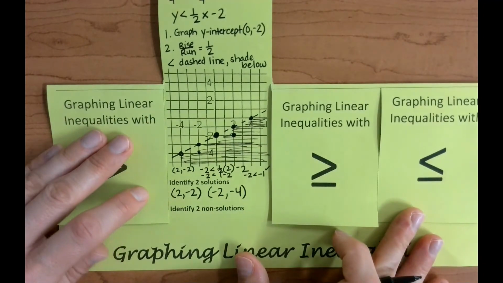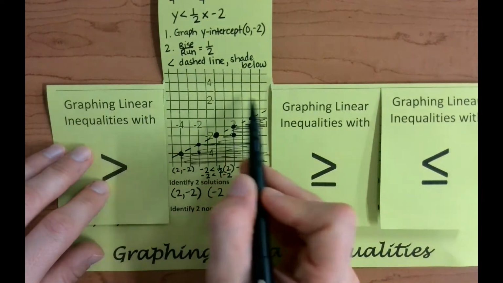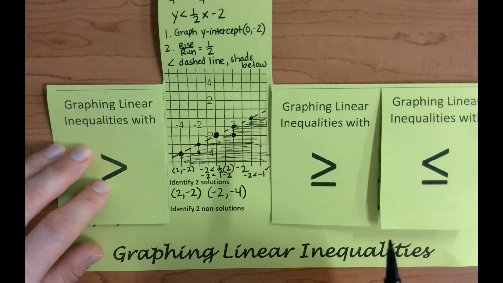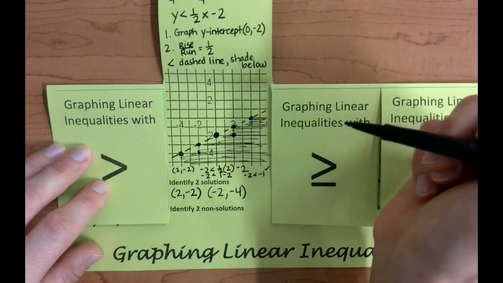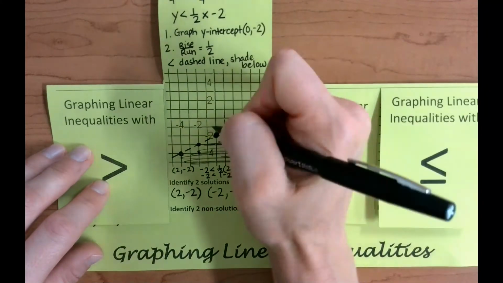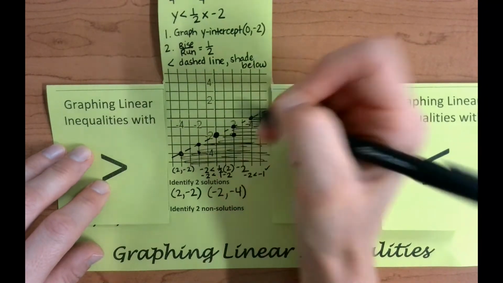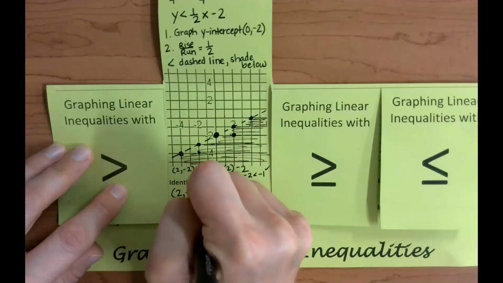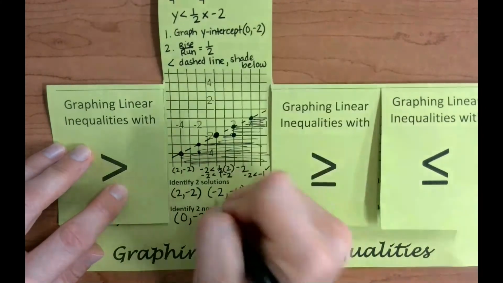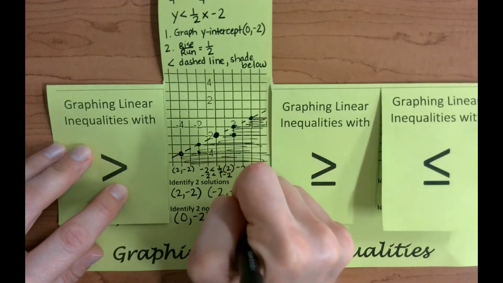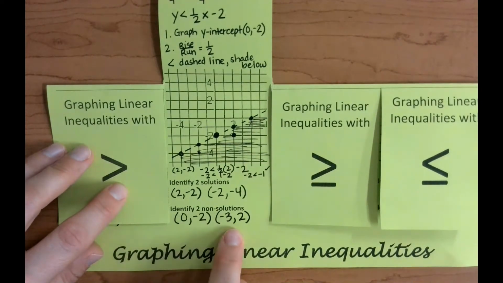Identify two non-solutions. So again, look in this area above the line that is not shaded, or even on the line because it's dotted. So I see that (0, -2) is on the line. That's non-inclusive, so that would not be a solution. And then let's pick a point. I'm going to do (-3, 2). Those are either on the dashed line or in the area that is not shaded.